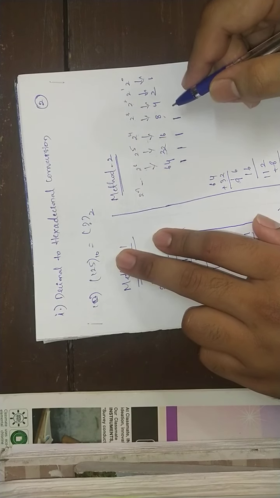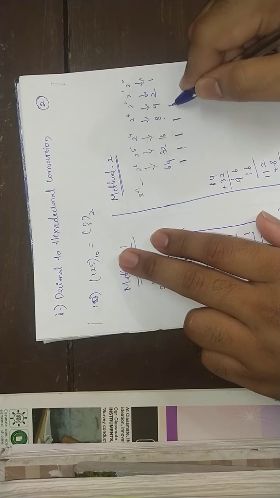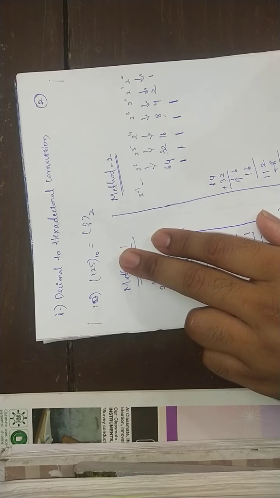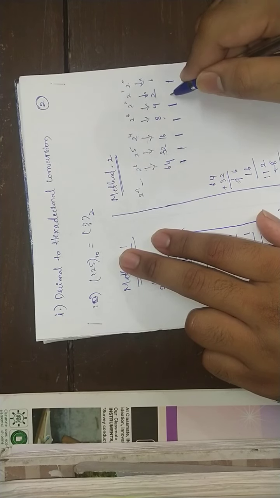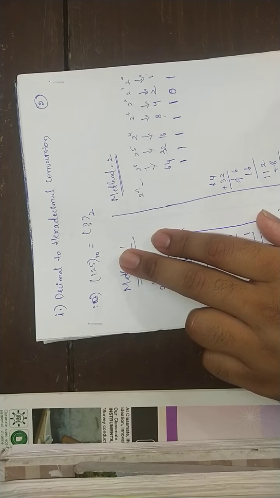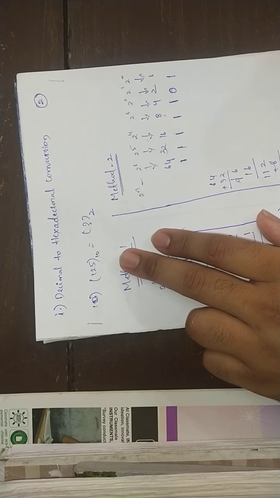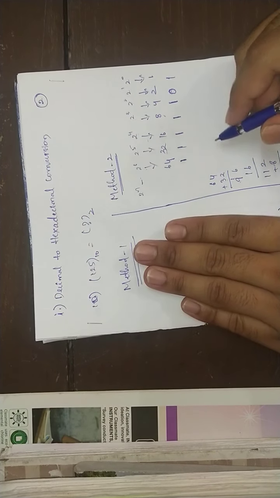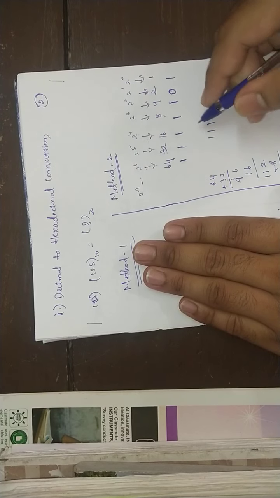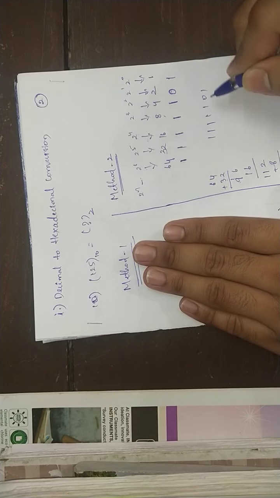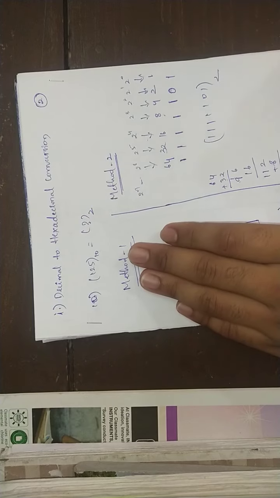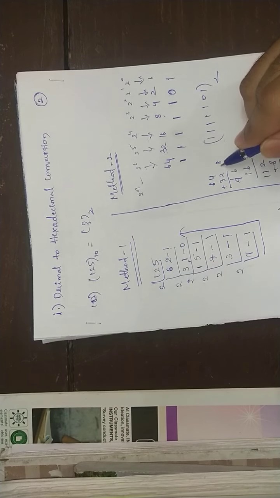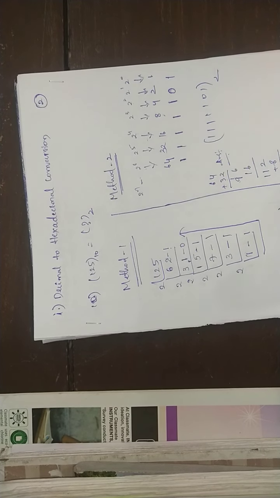Now we still need 5, that means we need 1 plus 4 plus 1, and here the 2 is not needed. That means 124 plus 1, and here we get the answer 125. And in method 2, without using division, you can get 1 1 1 1 1 0 1 base 2, done, where you can compare the same answers.